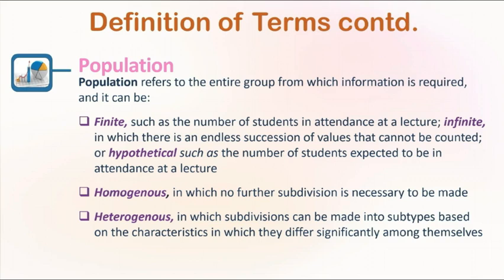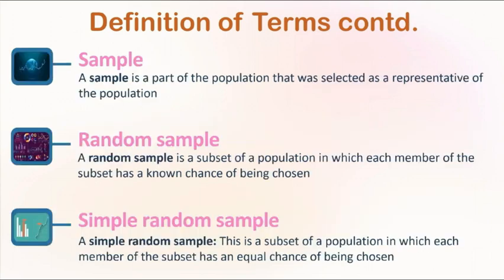Population can also be homogeneous, in which no further subdivision is necessary to be made, or heterogeneous, in which subdivisions can be made into subtypes based on the characteristics in which they differ significantly among themselves.